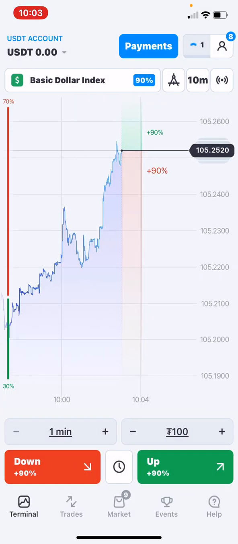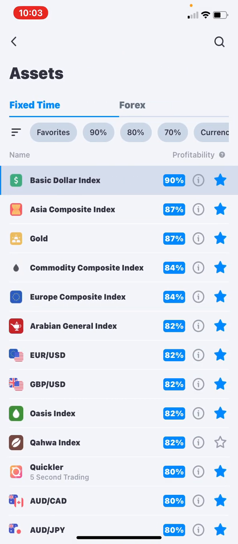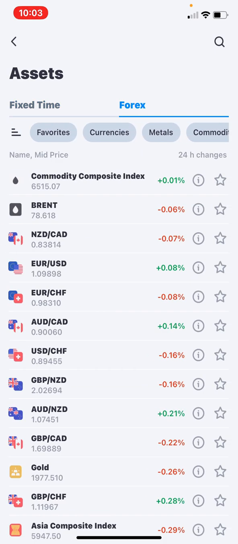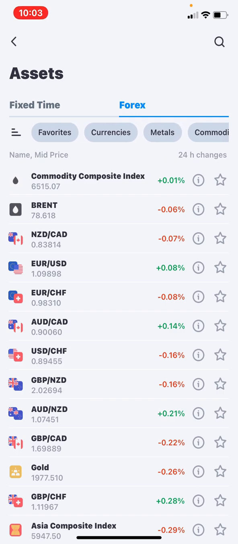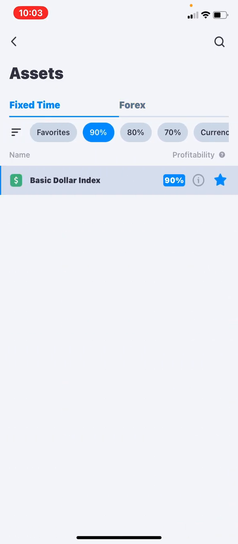Now I already explained this one here. This is about the assets we have: fixed time and the forex. These are some percentages. What this actually means is that with this 90%, if you want to invest, you'll be getting 90% of the capital.